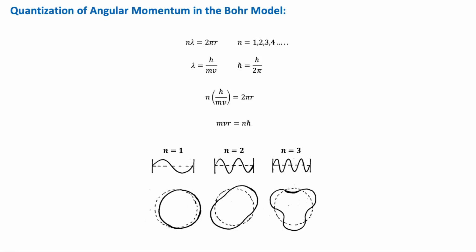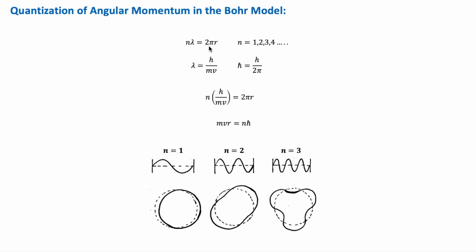So the allowed Bohr orbits are the ones where the electron matter waves form standing waves, okay? And so they are the orbits when an integral number of wavelengths exactly fits into the circumference of the circular orbit. So the allowed orbit is when n lambda is equal to 2 pi r, where n is equal to 1, 2, 3, etc., and r here is the radius of the orbit, okay?